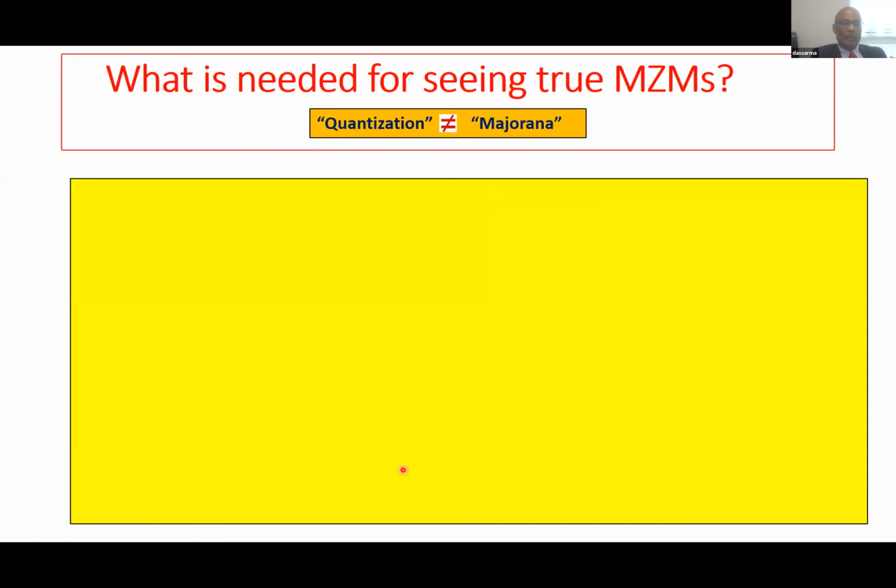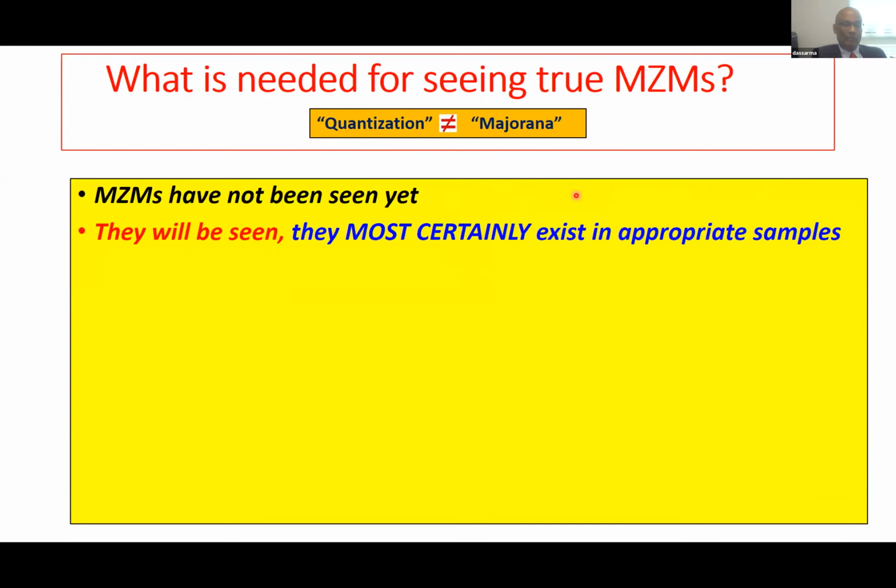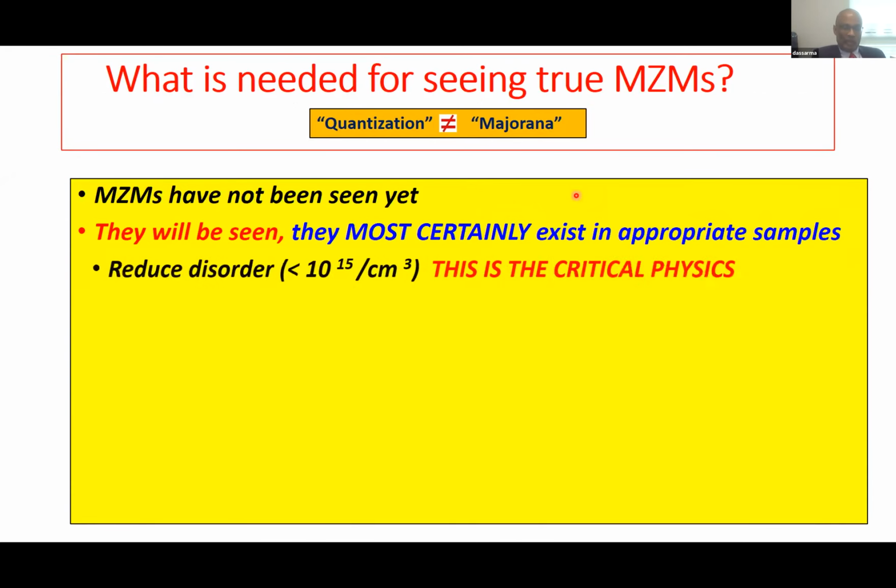So let me just conclude by saying what is needed for seeing true Majorana. First, I again emphasize, if you see some quantization once in a while through very careful fine-tuning, it doesn't mean Majorana. Majorana have not been seen, they will be seen, they most certainly exist. You have to reduce disorder. That's the most important point.